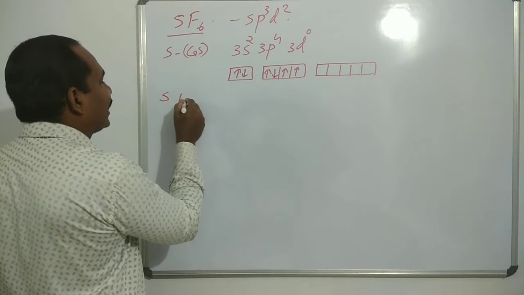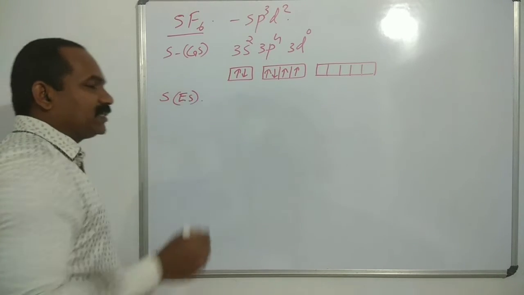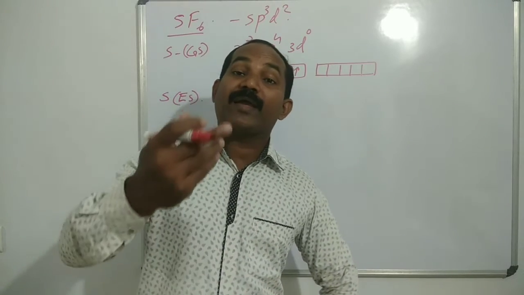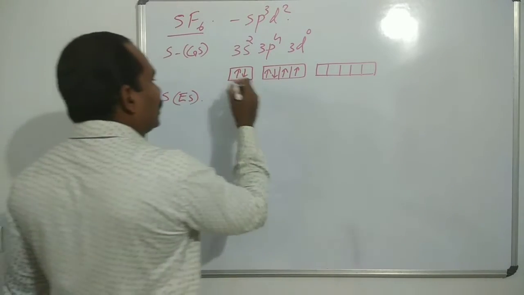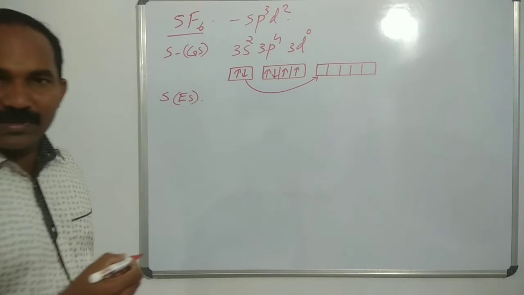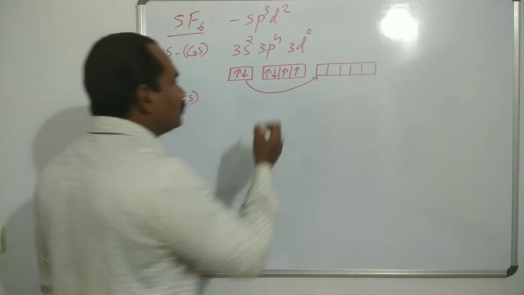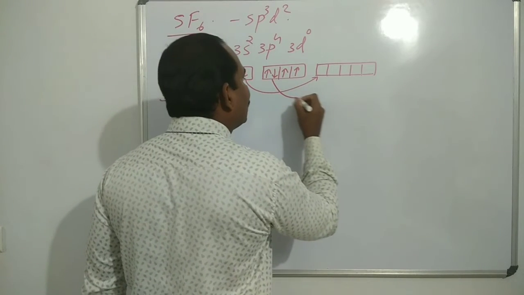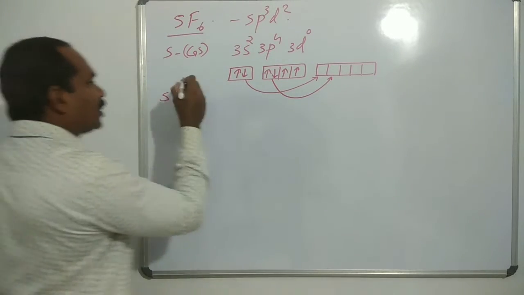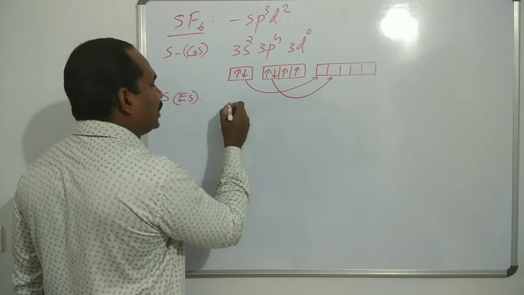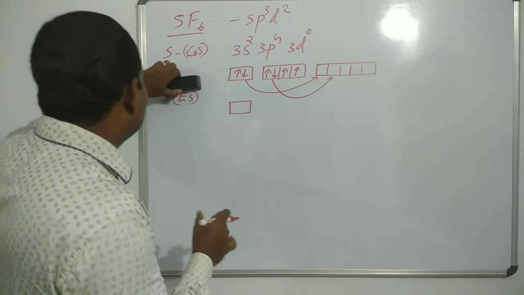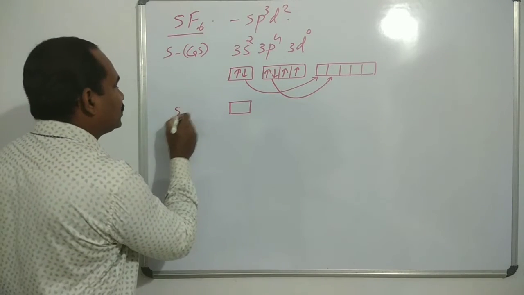Sulfur in the excited state. What is excited? The electron is jumped from a lower energy level to a higher energy level. Here, one of the s electrons is jumped into the d orbital. It is unpaired and this electron is moved. And another p electron also moves into the d orbitals. Now the excited state electronic configuration is obtained. Sulfur is in the excited state.